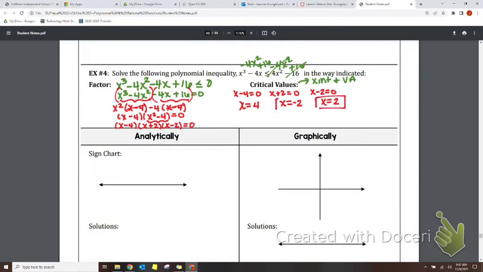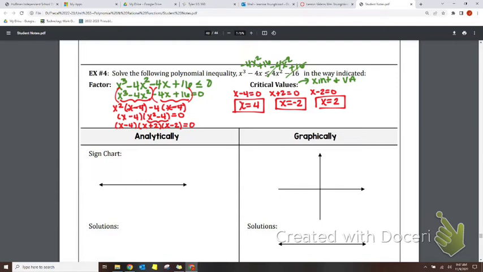These critical values are the x-intercepts for this one because it didn't have any vertical asymptotes, and these are going to be where we would break our intervals up at. All right, so to keep going on this one, it wants us to show it analytically. So it wants us to work this out and show whether it's positive and negative and where it's happening at and how we get our solution.